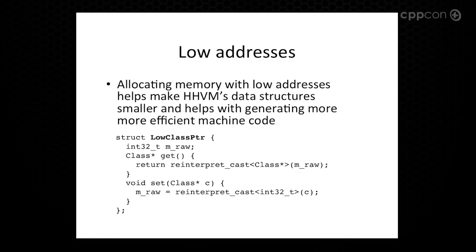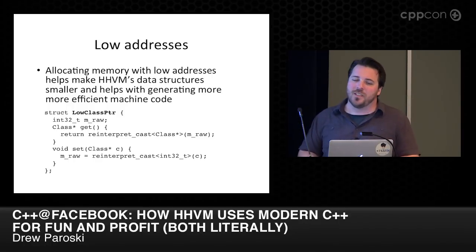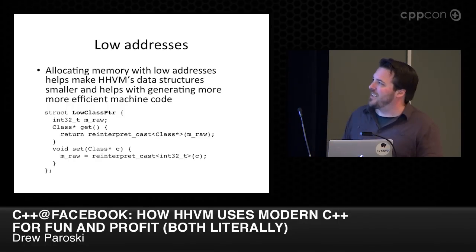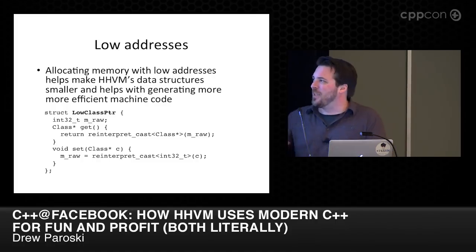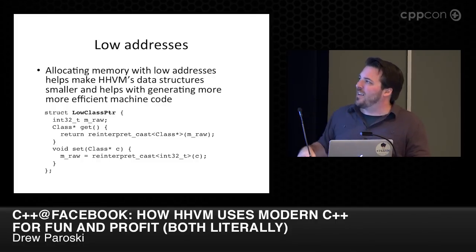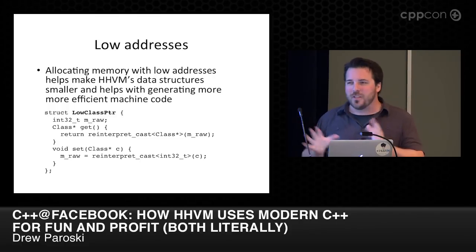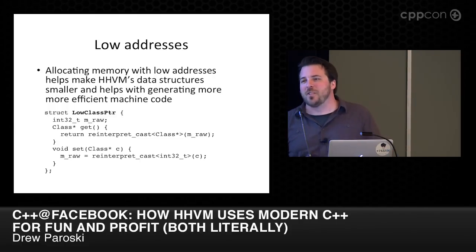So low memory addresses, the gist is they basically let us make structs smaller. If we can guarantee that certain structs are always allocated in low memory, well, now we can store them using int32 instead of int64. And unsafe casting, like I said, is our bread and butter here. So we define a little getter and setter, and now you can get and set class pointers to this low class pointer field. Again, the real code has asserts and stuff to make sure that the address you're handing it actually does fit in 32 bits. I omitted that for brevity.